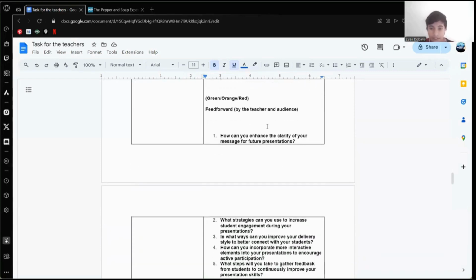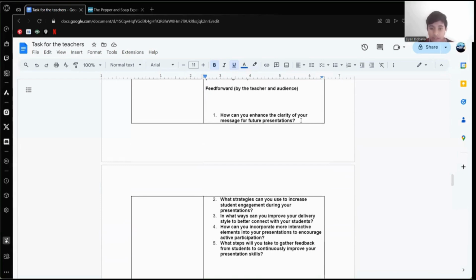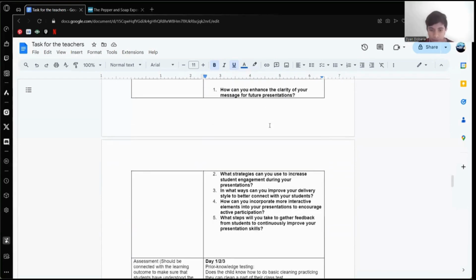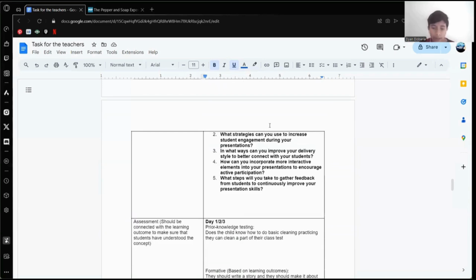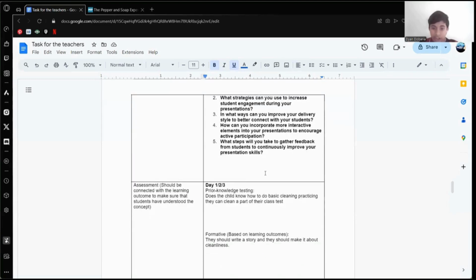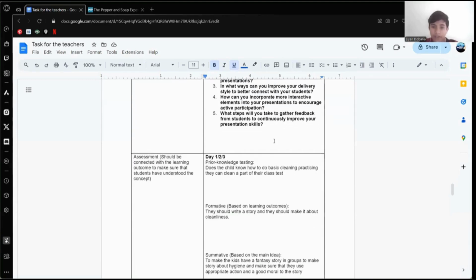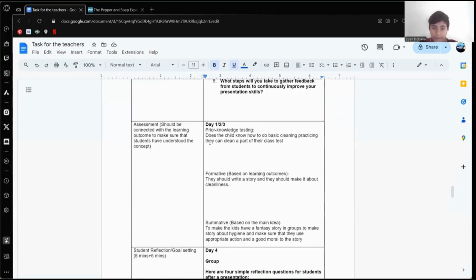The feed forward by the teacher and audience: how can you enhance the clarity of your message in future presentations? What strategy can you use to increase student engagement during your presentation? In what ways can you improve your delivery style to better connect with your students? How can you incorporate more interactive elements into your presentations to encourage active participation? What steps will you take to gather feedback from students and continuously improve your presentation skills?